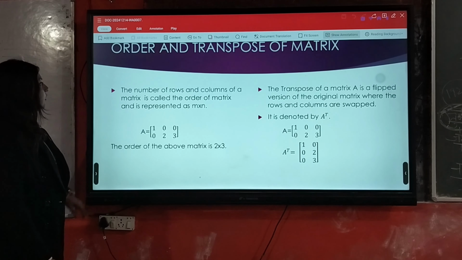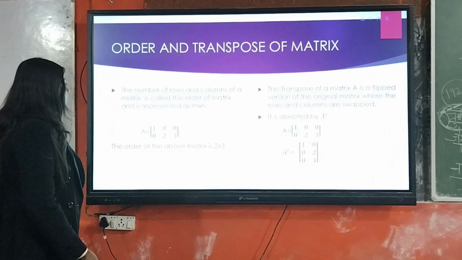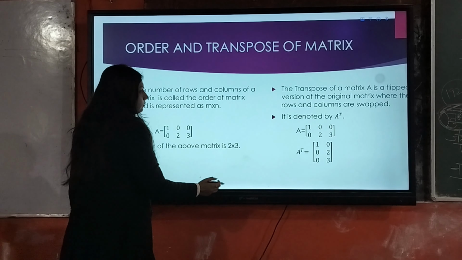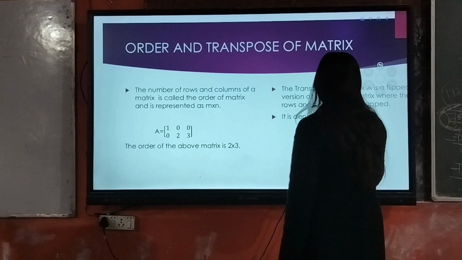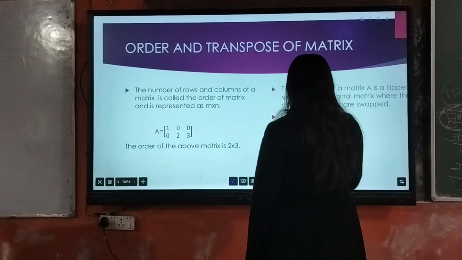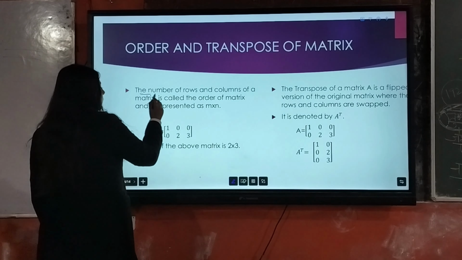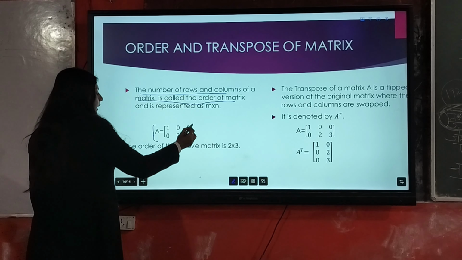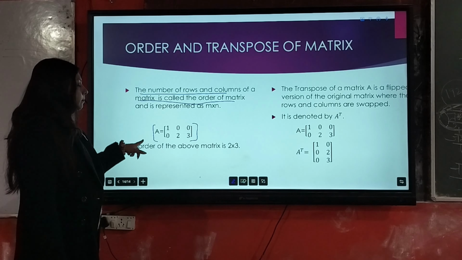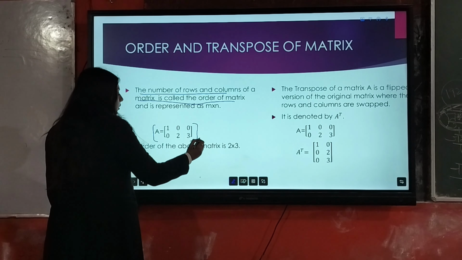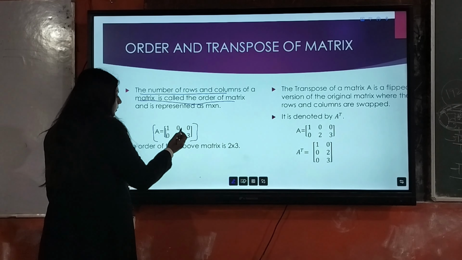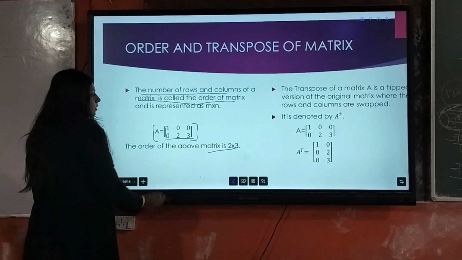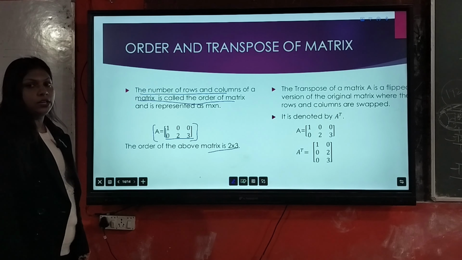Now, the second notation is order and transpose of a matrix. The number of rows and columns of a matrix is called the order of the matrix. Here, I have taken one example, matrix A, having 2 rows and 3 columns. So the order of the matrix is 2 cross 3. In this way, we can represent the order of the matrix.